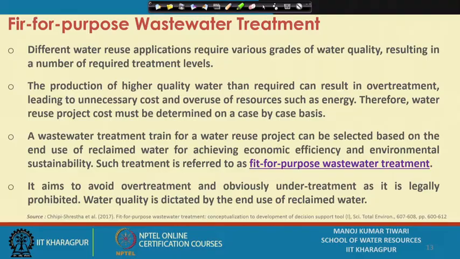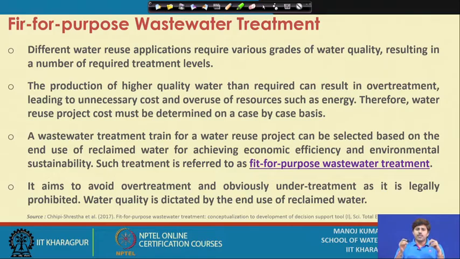Then again there is social acceptability: which kind of treatment is accepted socially needs to be seen. So, this brings us to the concept called fit for purpose wastewater treatment. We just talked about this in the earlier lecture as well.